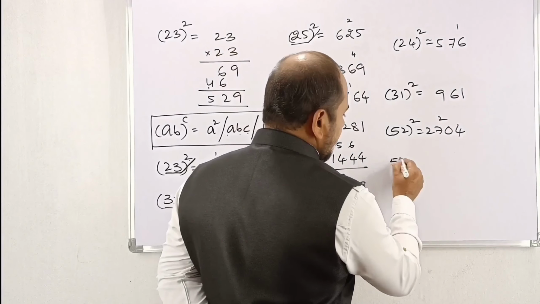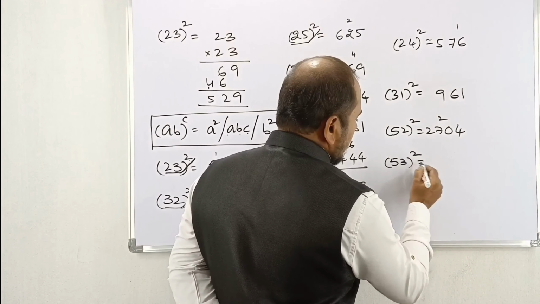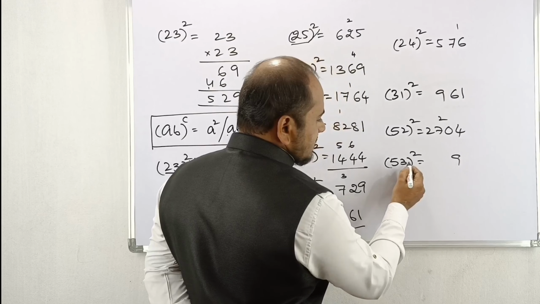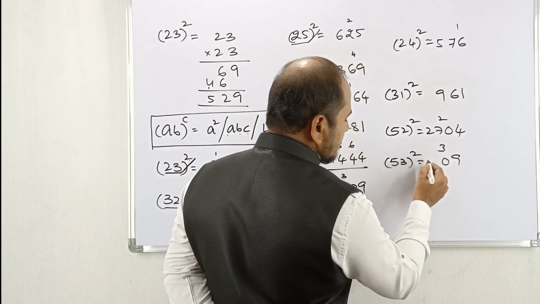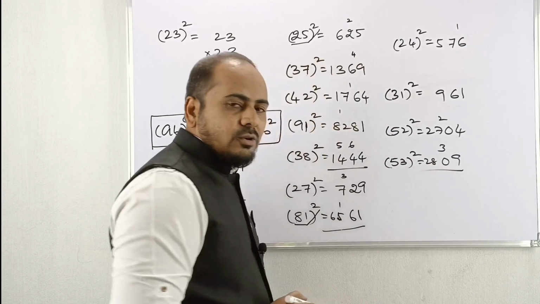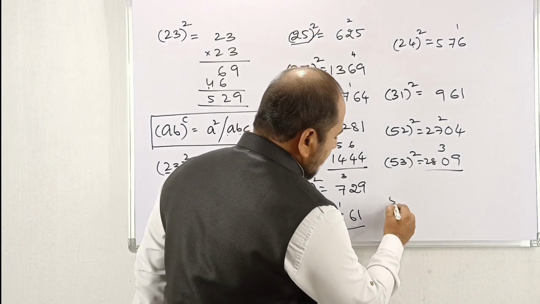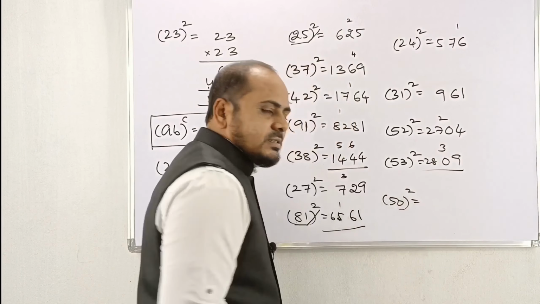Similarly, if we take 53 whole square, 3 square is 9 and 3 5s are 15, 15 twos are 30 upon 3, 5 5s are 25, 28. 2809 is the answer. If you take 50 whole square, it's very easy, my dear.